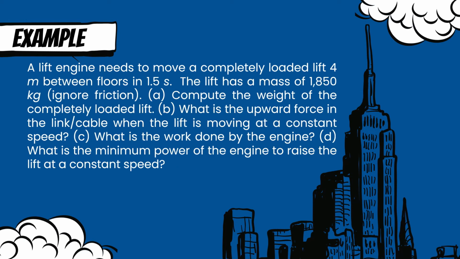For our next example, a lift engine needs to move a completely loaded lift 4 meters between floors in 1.5 seconds. The lift has a mass of 1,850 kilograms. Ignoring friction, compute the weight of the completely loaded lift. What is the upward force in the cable when the lift is moving at a constant speed? What is the work done by the engine? And what is the minimum power of the engine to raise the lift at a constant speed?